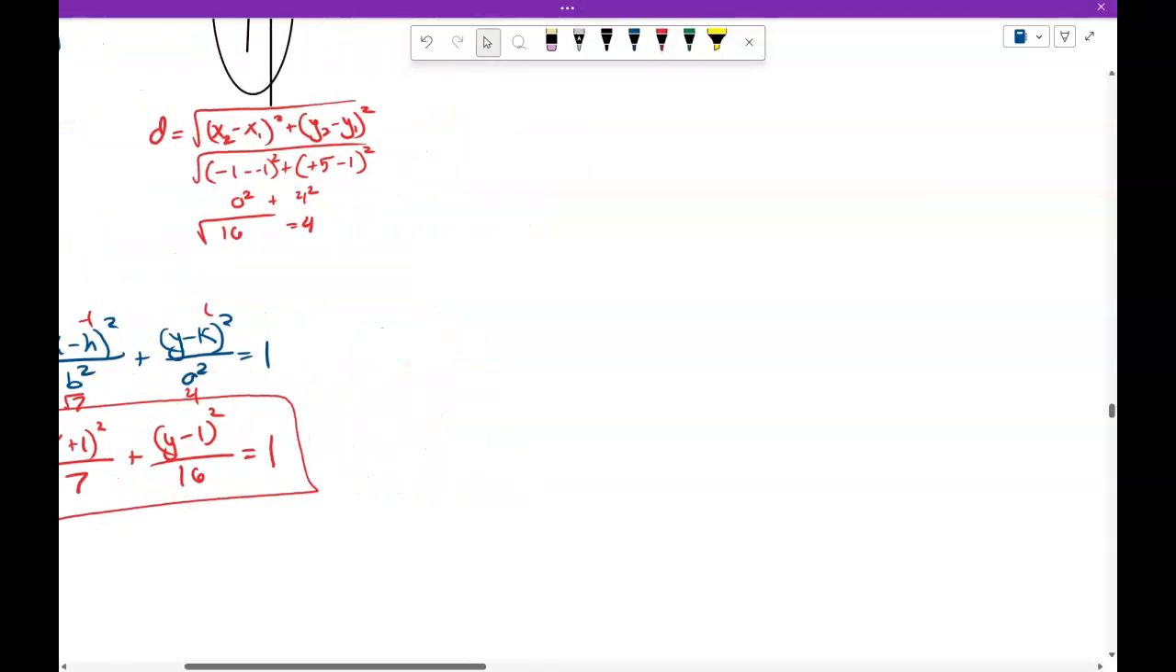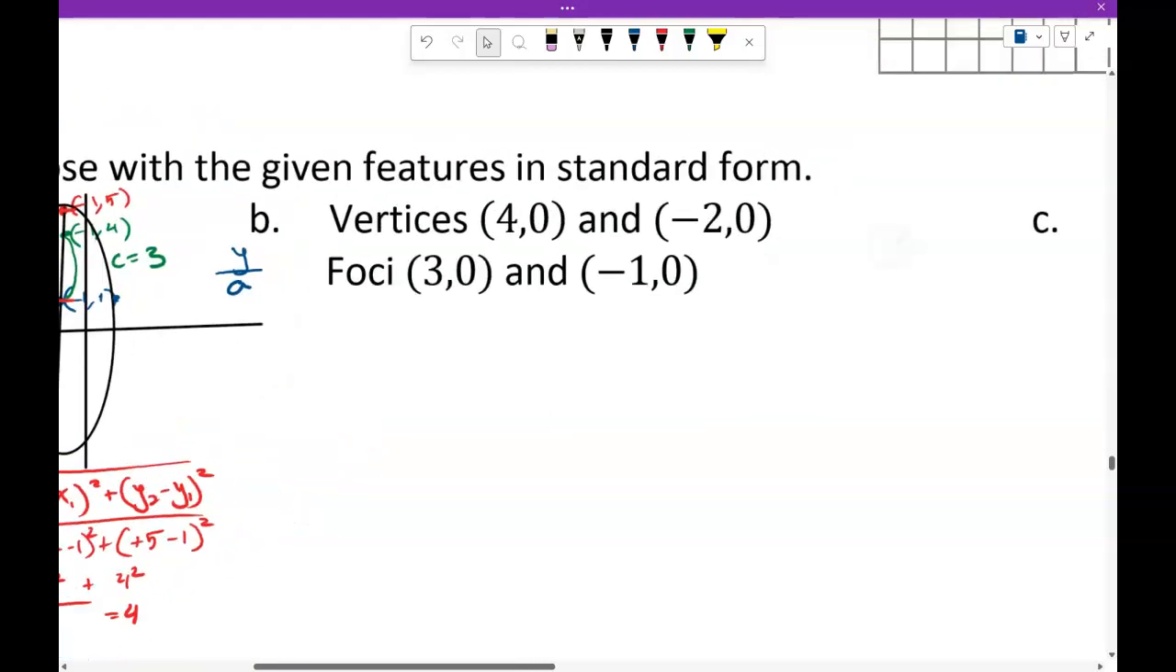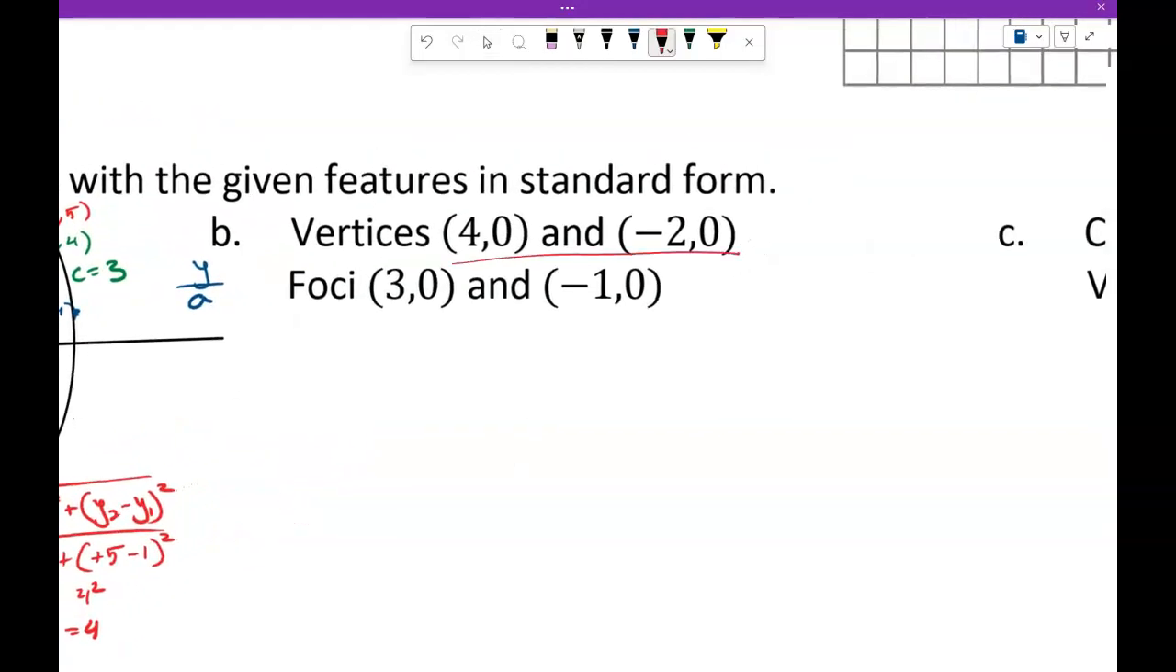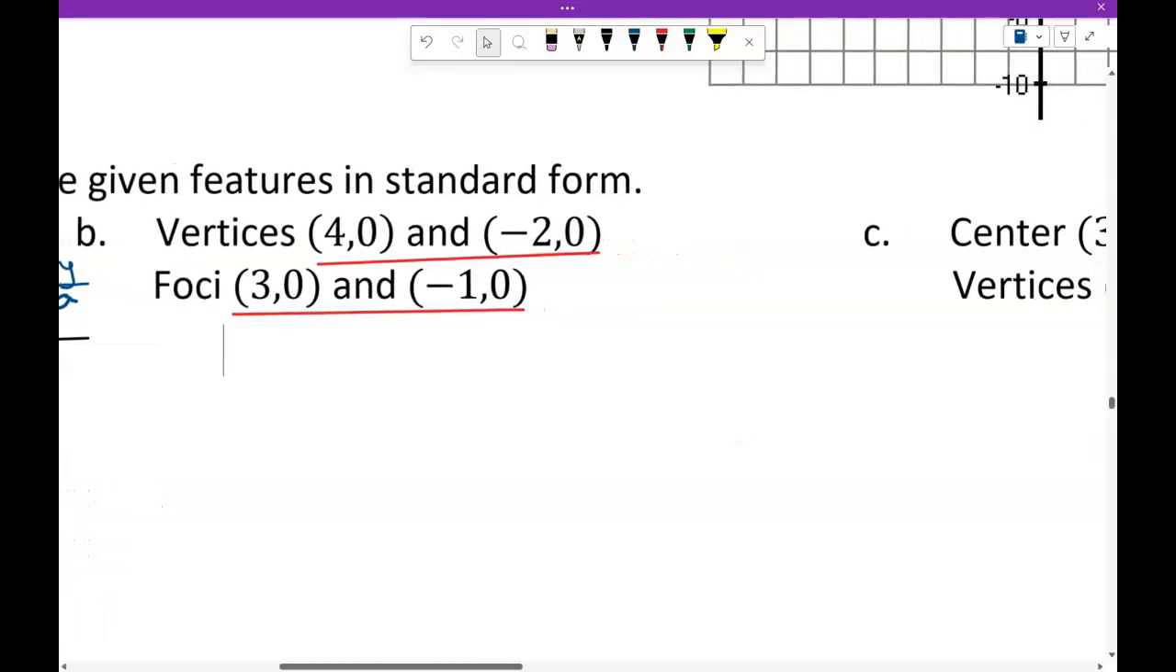Let's take a look at our next one and see what information is given. We're given the vertices and we're given the foci. Now we don't know whether or not the vertices are major or minor, so let's draw a sketch to see if we can figure that out.